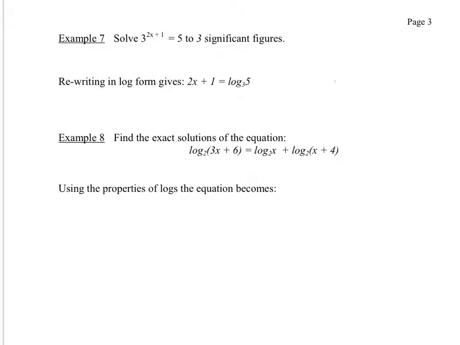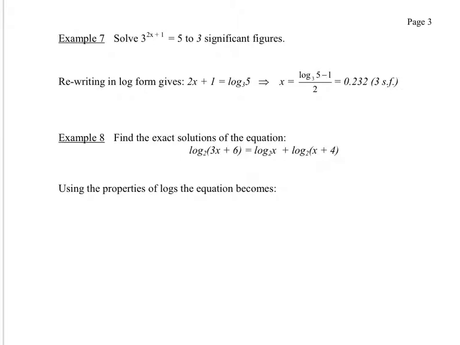However, we'll assume that you'll have new calculators or the new operating system on your calculator, in which case you could just enter log base 3 of 5, subtract the 1, and then divide it by 2 to get your x. If you do that, what you should end up with is something like this, 0.232.